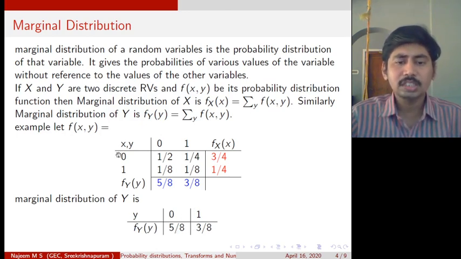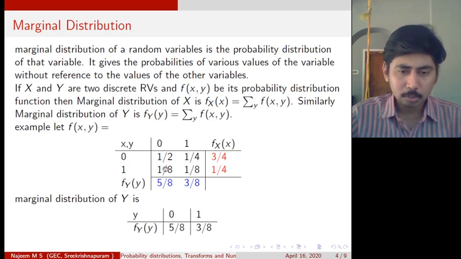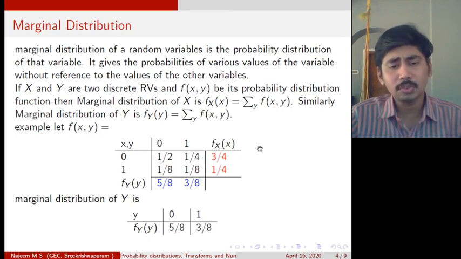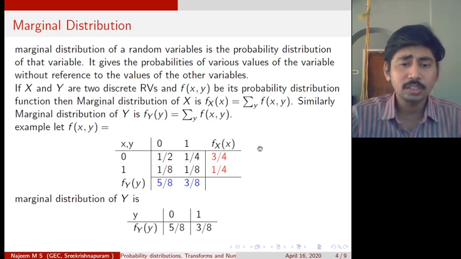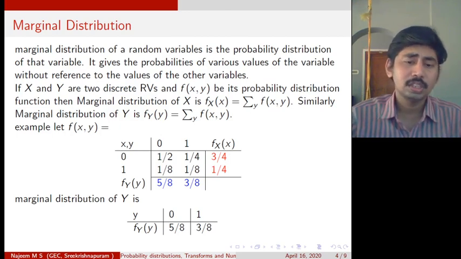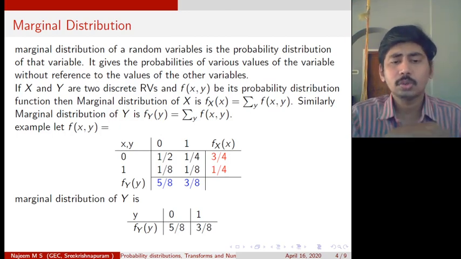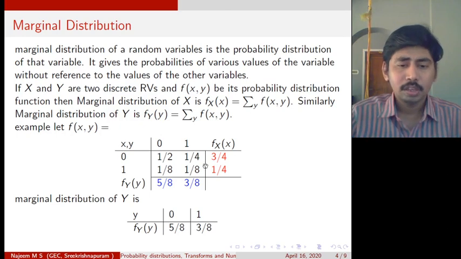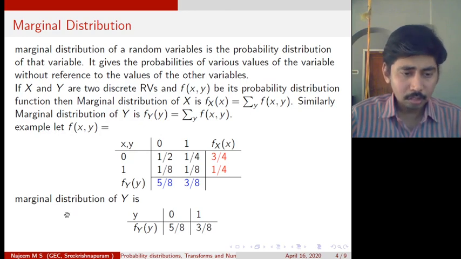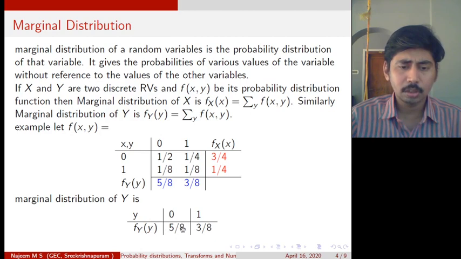So in this case, you need to sum up in this way. In a discrete distribution, it is very easy. You need to sum row-wise in order to get f_X(x), and column-wise in order to get f_Y(y). And the values lie in the margin. It's the marginal distribution.